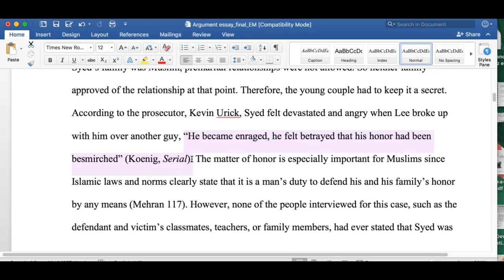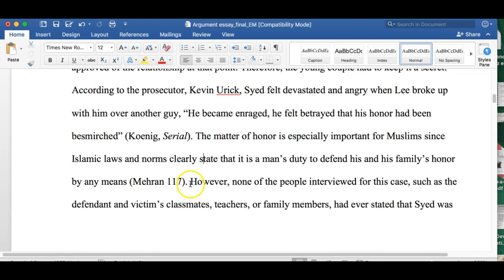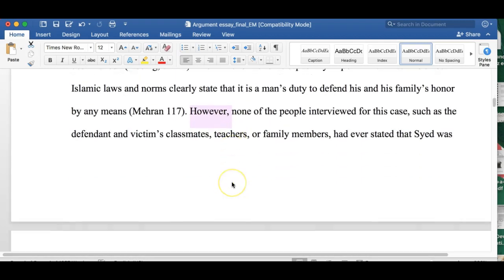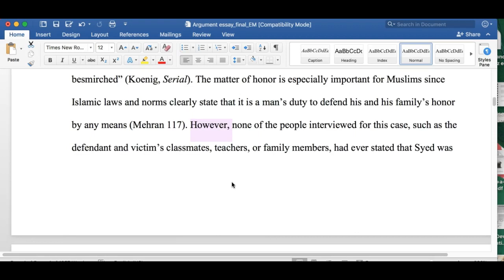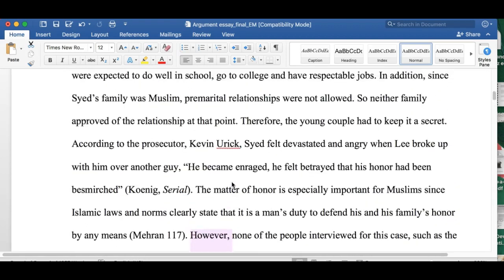Yes, the podcast is a source, and you could use the podcast as a source and quote from the podcast like she did, right? So she has all this, but then she has this transition word. However, none of the people interviewed for this case, such as defendant and victims' classmates, teachers, or family members, ever stated that Syed was devastated by the breakup. See how she turns it? That's the perfect structure. You want to do the opposing argument first, and you want to give it room.